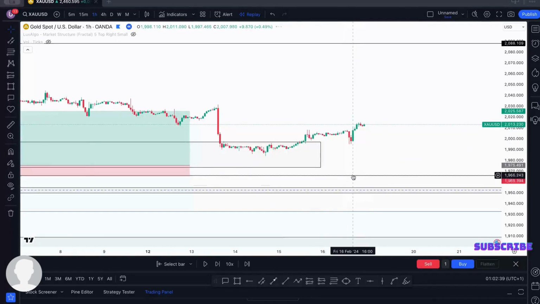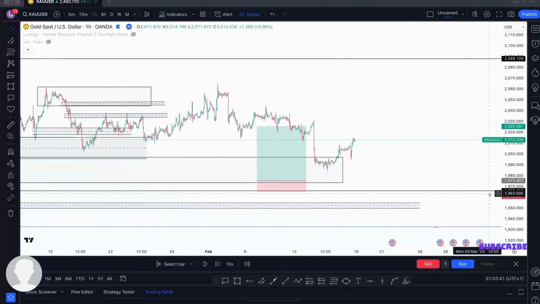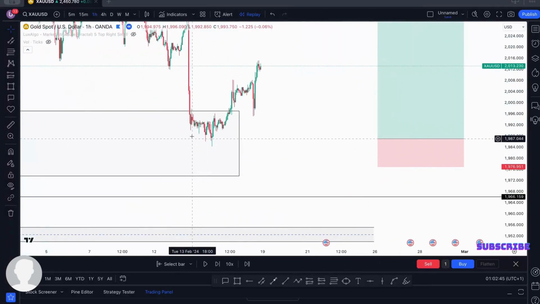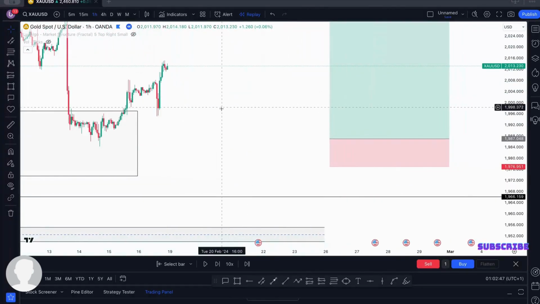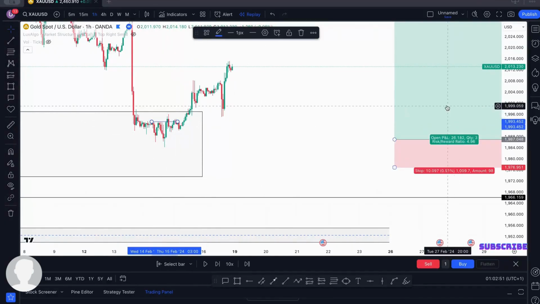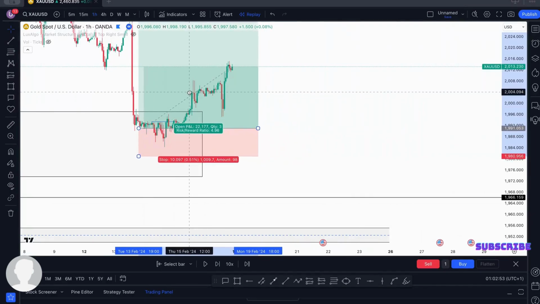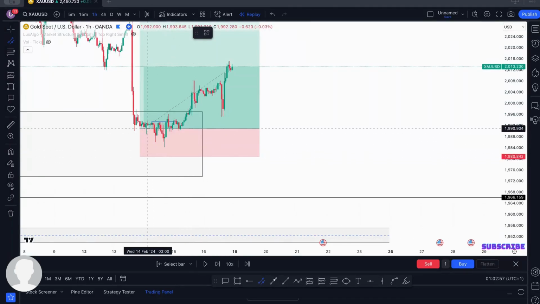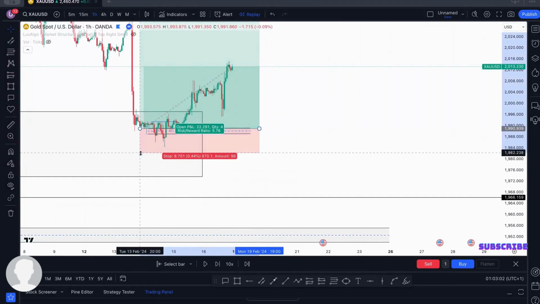You can go to 1 hour. On that 1 hour chart, you're waiting for a shift in market structure. And what happened here? Market shifted structure here on 1 hour. What can you do? You just enter your next fair value gap here. Put your stop loss below here.